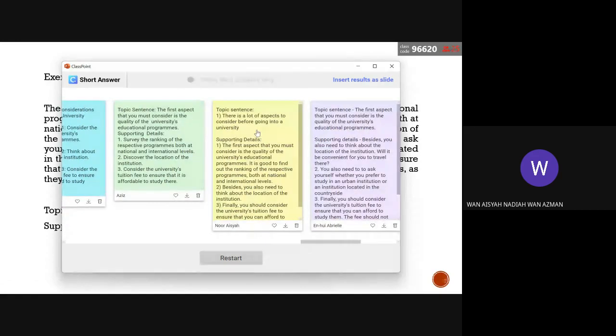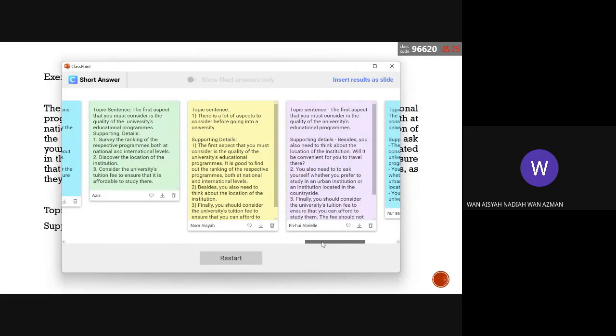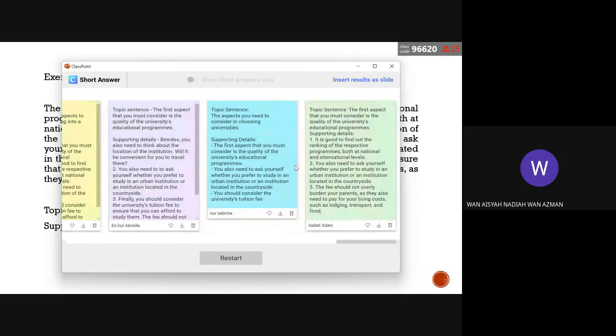Okay, Aisha, very good. There are a lot of aspects to consider before going into a university. Okay, Sabrina, please write it down in a full sentence. So there are a few aspects that you need to consider while choosing universities. Good job. And then for the supporting detail, the first supporting detail is this one.